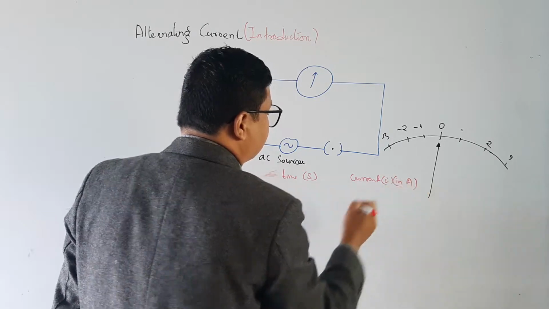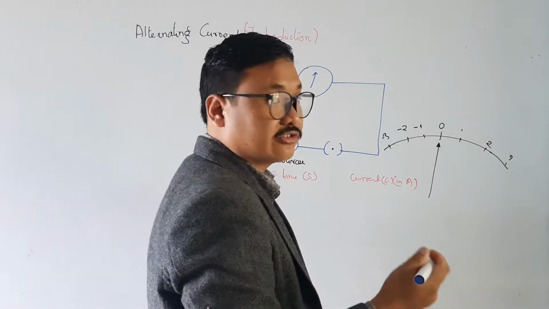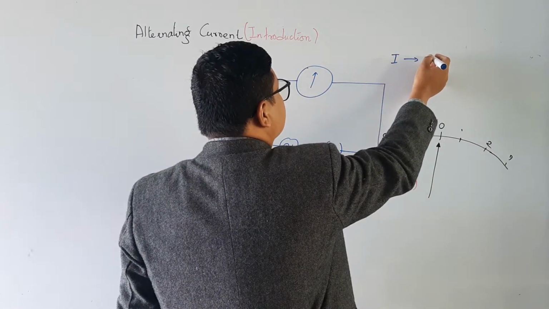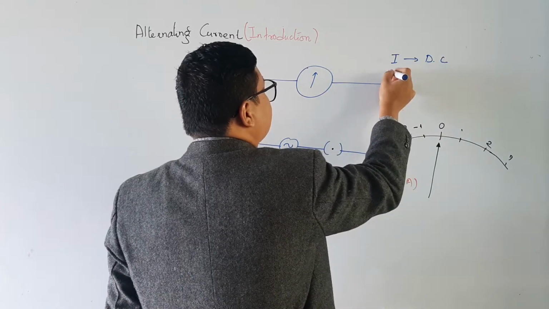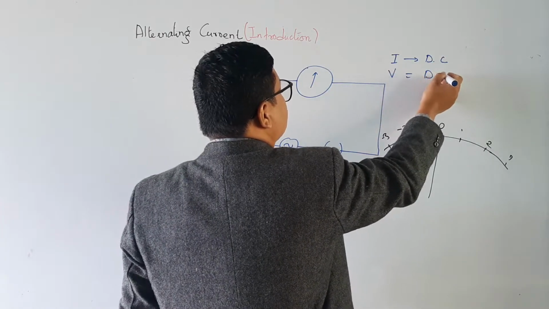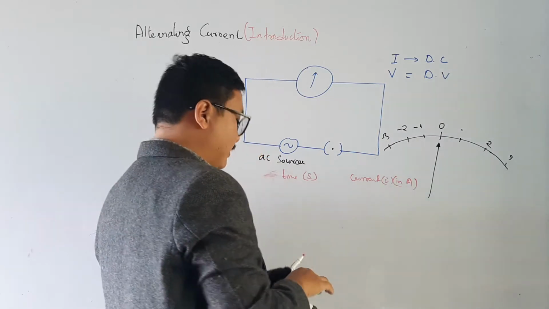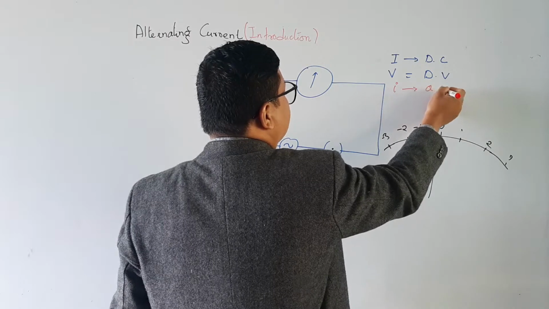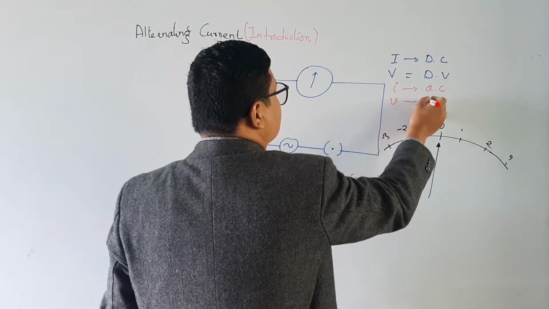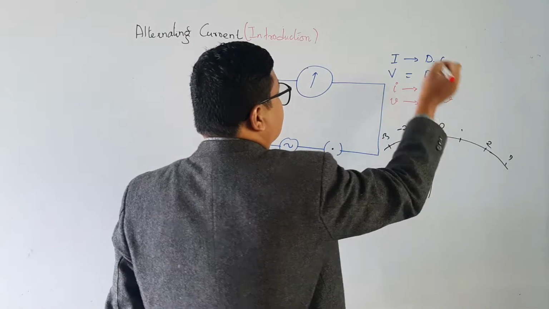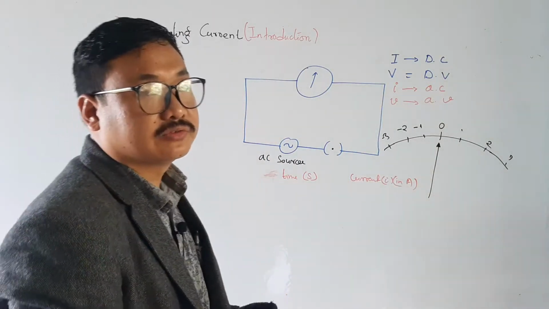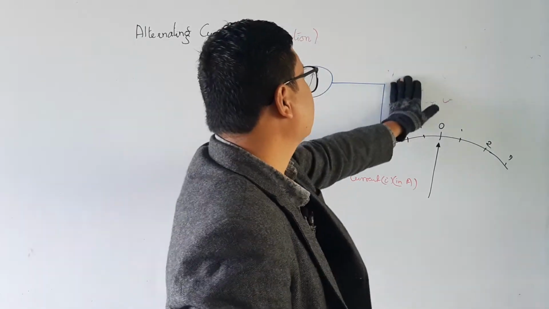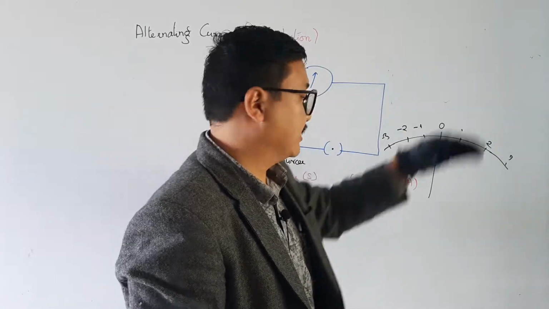Now one more thing, the terminologies. If I write capital I, then it will represent the direct current, and if I write capital V, it will represent the direct voltage. If I write a small letter i, then it will represent the alternating current. If I write a small v, then it will represent the alternating voltage. So these are the two things that we should understand. Capital letters are reserved for the direct, and the small letters are reserved for the alternating currents.